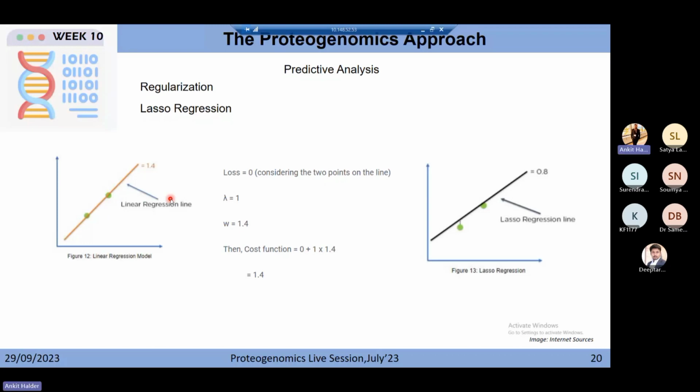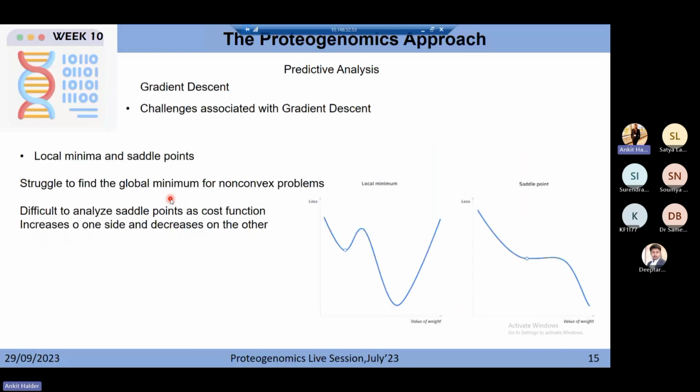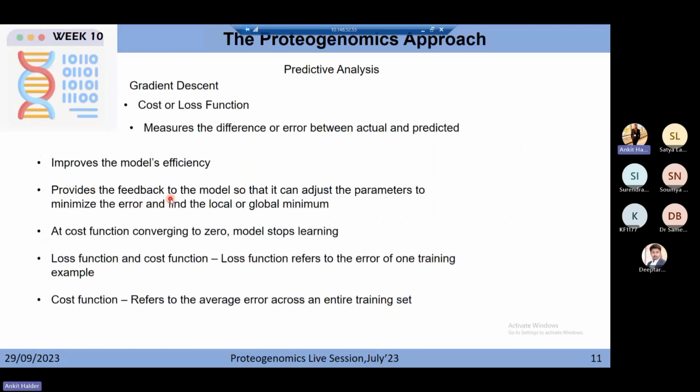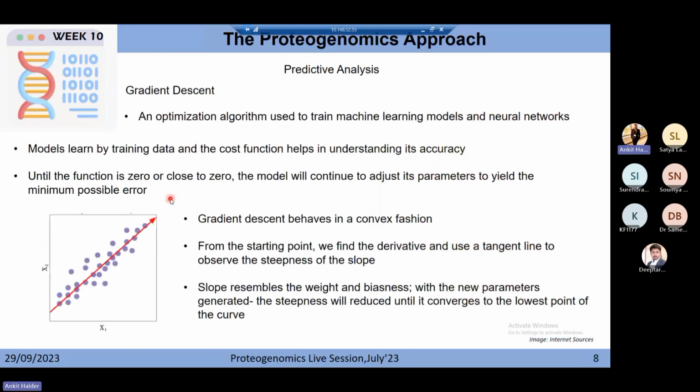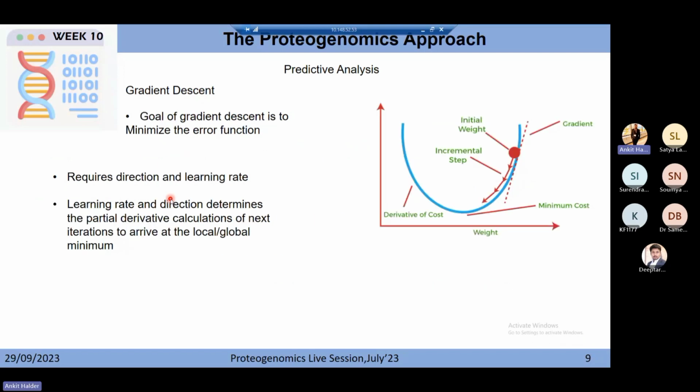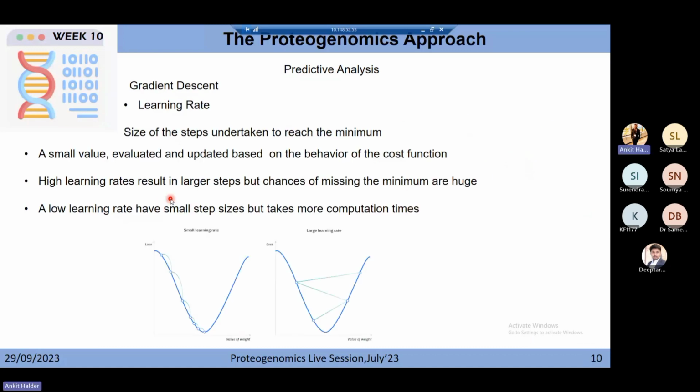If I just do a revision of it, we are looking at gradient descent. It is an optimization algorithm that is being used to train machine learning models and neural networks. Its goal is to minimize the error function, and the learning rate and the direction are quite important to calculate your partial derivative for understanding the global minimum. Then it will go to the size of the steps.